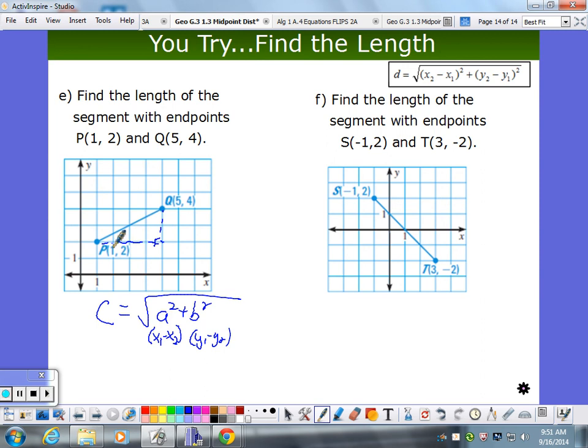You can count boxes here, 1, 2, 3, 4. Well, how did I get there? Because what's the distance between 1 and 5? What's that distance? 4. And then what's the distance between these y values of 4 and 2? What's that distance? 2. So this is going to be the square root of 4 squared plus 2 squared. And this just happens to come out the same number as the last example. That is a coincidence.